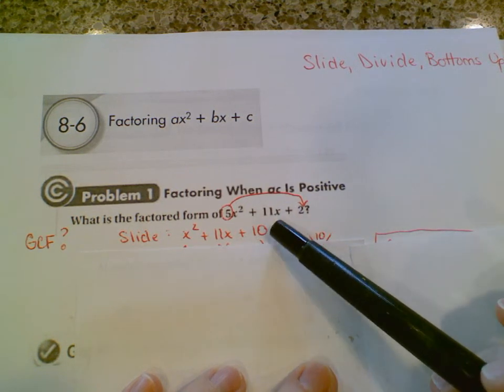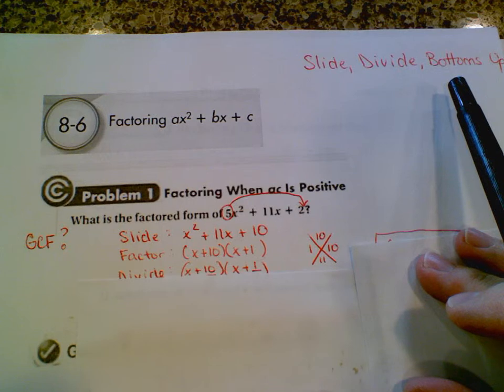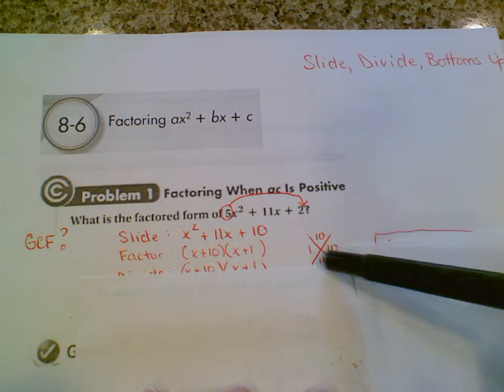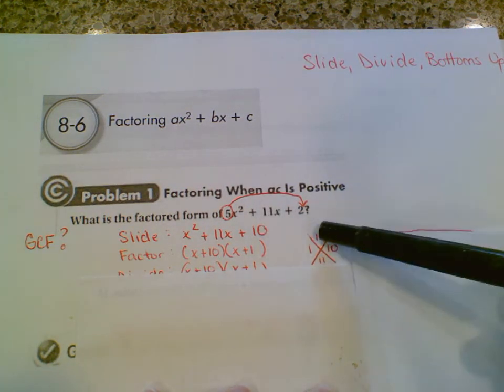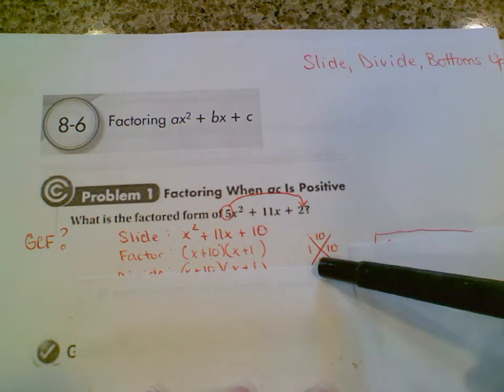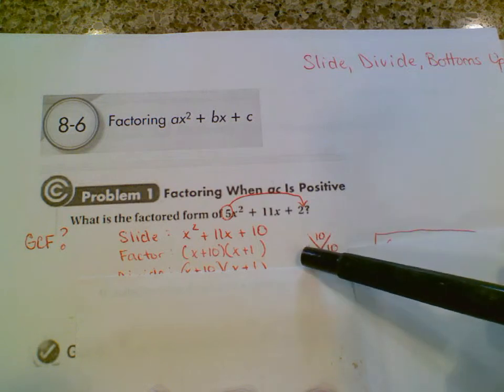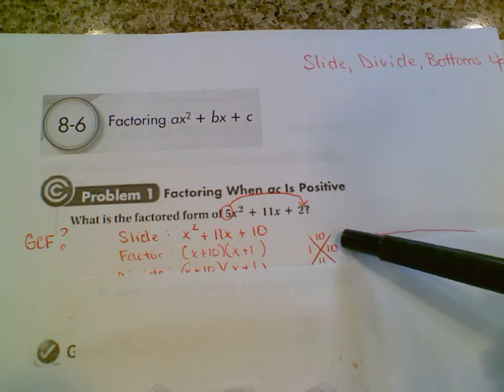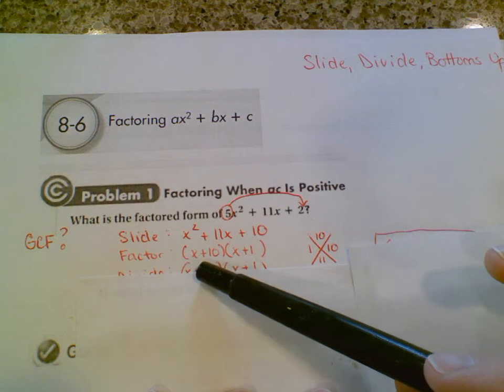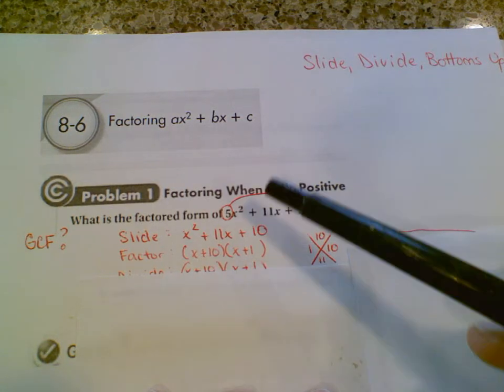If you remember, our next step was we were going to factor. So this is where you're going to make that giant X. My product goes on top, my sum goes on the bottom. So I need factors of 10 that will add or subtract to 11. So I would use positive 1 and positive 10. So as factored right now, it would be x plus 10 and x plus 1.